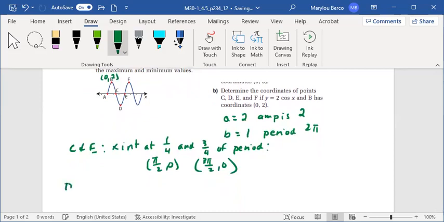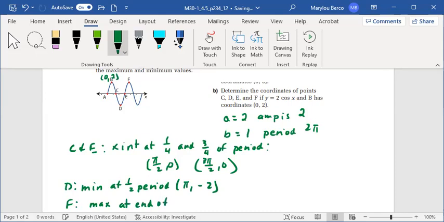Point D, which is a minimum, occurs at half the period. So therefore it is pi and negative 2. Point F is a maximum, and it occurs at the end of the period. So it will be at 2 pi, 2.